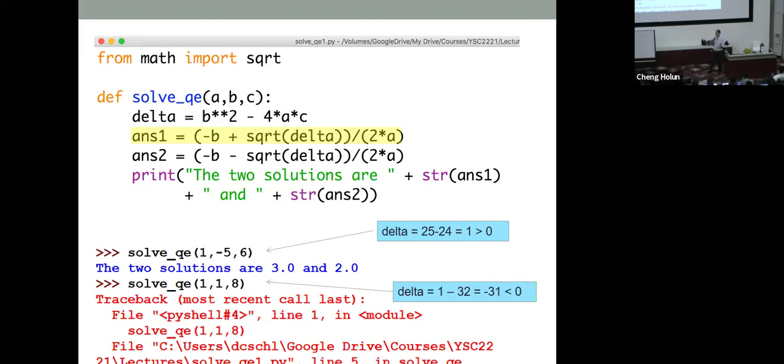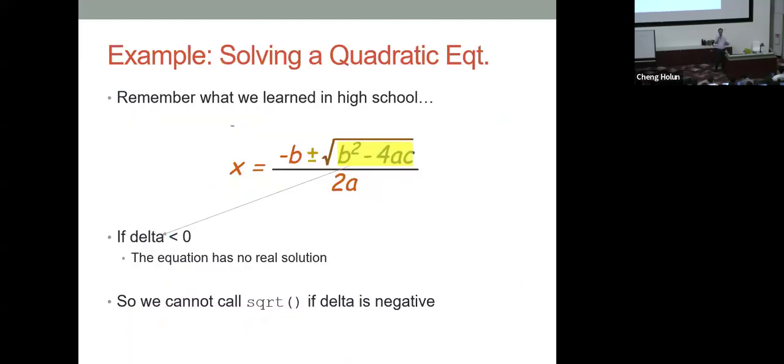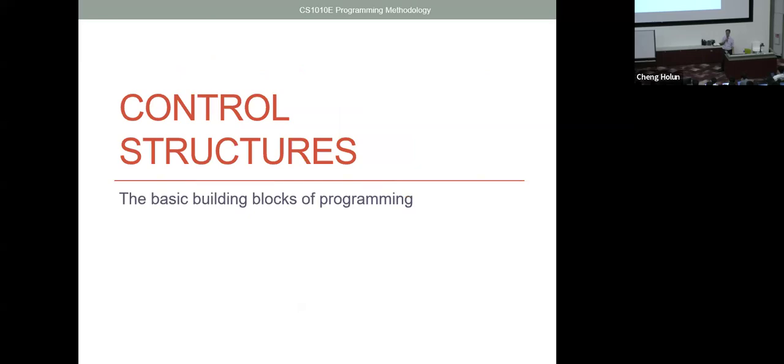Okay, now we figure out that my program cannot handle an equation with negative delta, imaginary roots. What should I do? Then I need to think of a way. That means inside my program, if the delta is less than 0, I need to do something else. I cannot let it run into the square root. So this starts creating what we call branching or division. And it goes to our control structure.